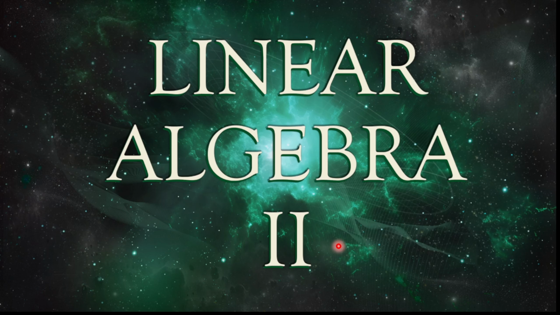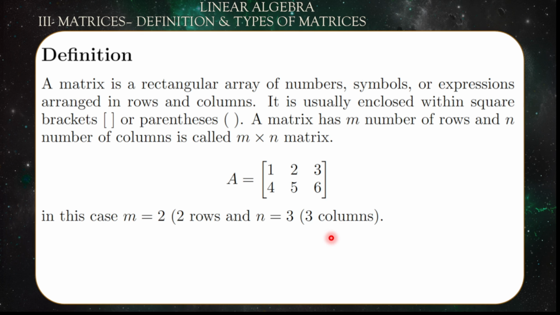Linear Algebra Chapter 2. Now let's get into matrices. So, matrices: definition and types of matrices. As a definition, a matrix is a rectangular array of numbers, symbols, or expressions arranged in rows and columns. It is usually enclosed within square brackets or parentheses.